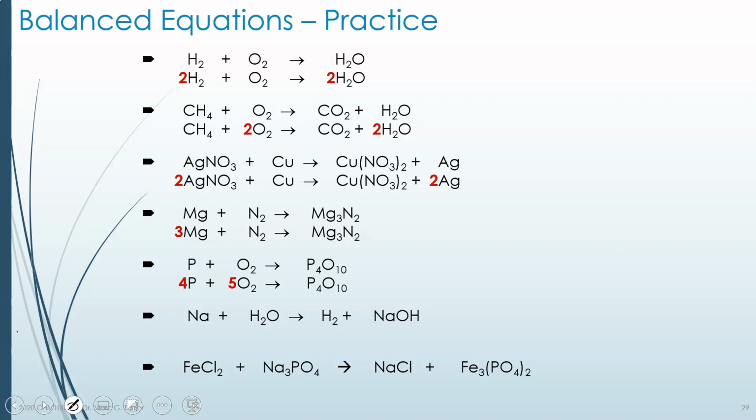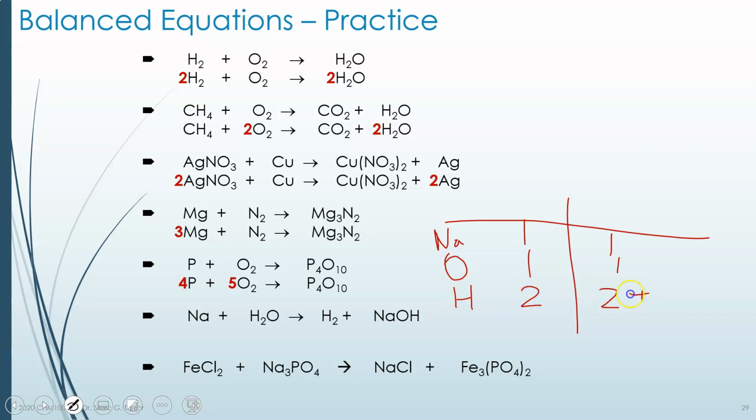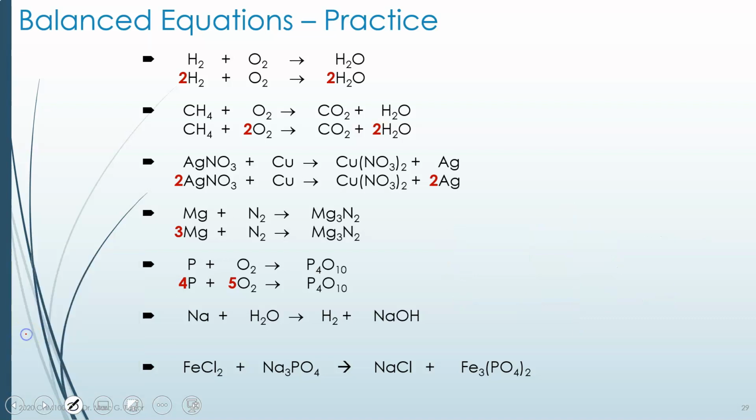If you wanted to make a table first, you could make your table initially and see that the sodium is already balanced. I have one on the left, one on the right. The oxygen is already balanced. I have one on the left, one on the right. And the hydrogen is not balanced. I have 2 on the left, and I have 2 plus 1 on the right. Well, that's no good. So we know we have to balance this equation. Even if one atom is off, the whole thing is wrong in terms of balancing. So we know that hydrogen appears 2 times on the right side of the equation, so that is the hard one.